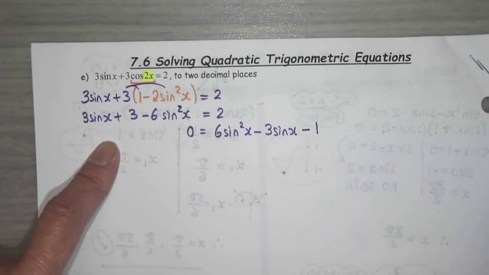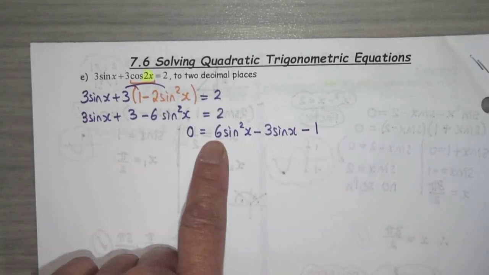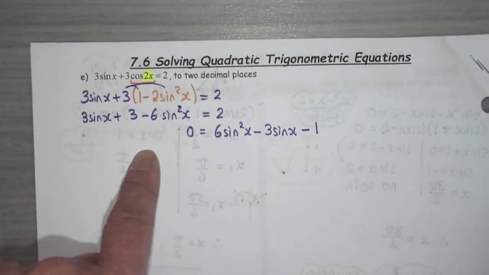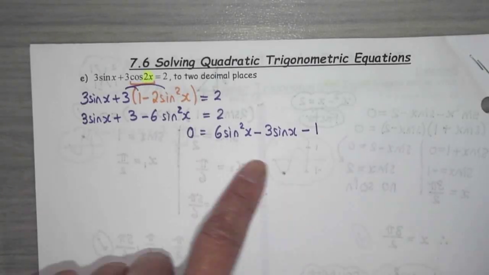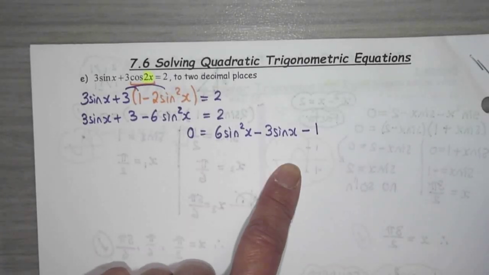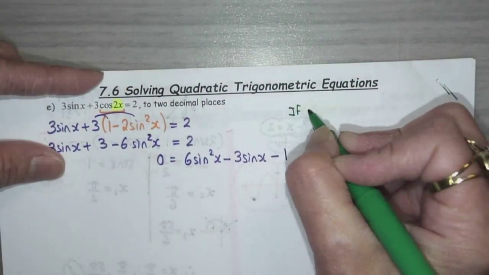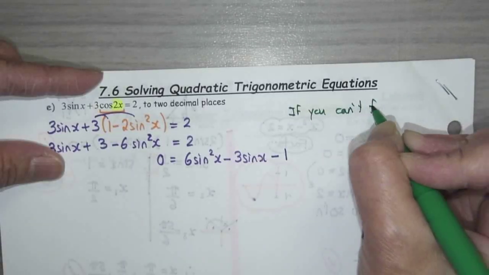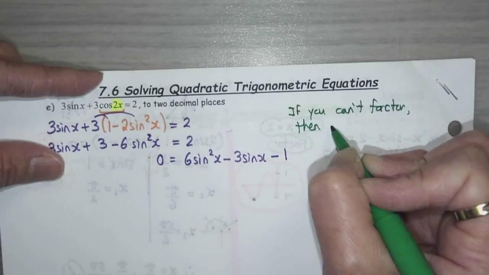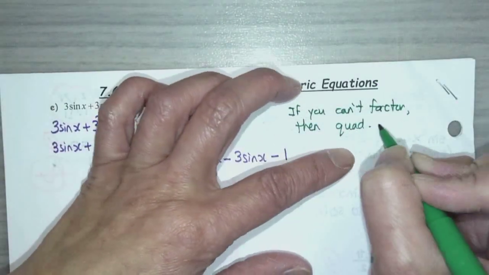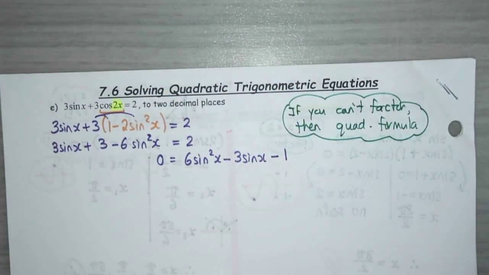Okay, so you try to factor. 6, 1. Can't factor. You're welcome. Can't factor. Are you going to stop the question? No. If you can't factor, don't give up, don't run away. Then yes, quadratic formula, yay. If you can't factor, then yes, you get to.